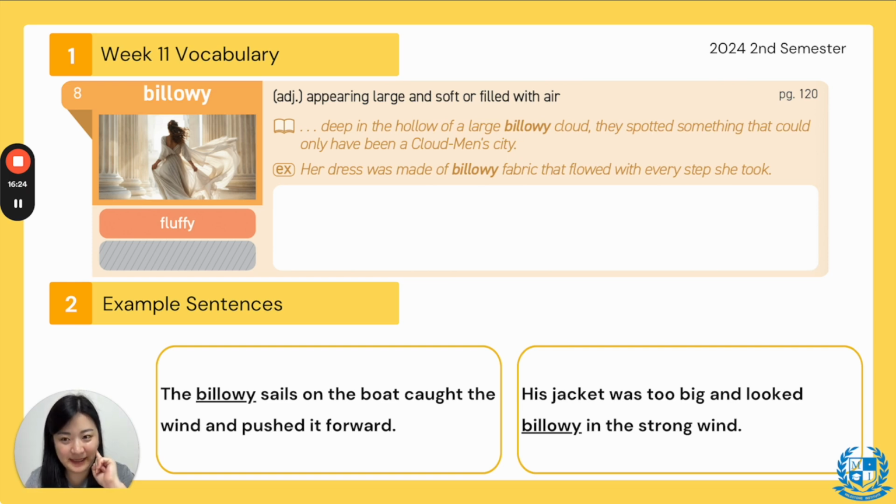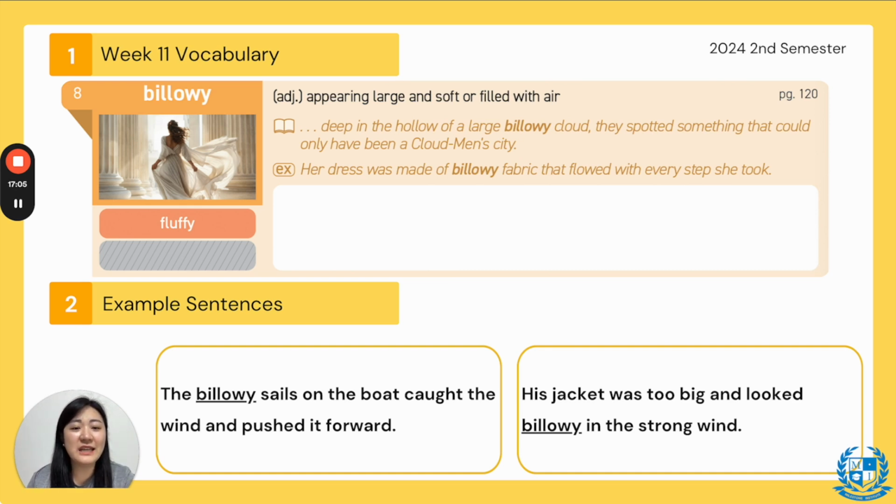Let's read the example. Ready? 1, 2, 3. Her dress was made of billowy fabric that flowed with every step she took. So as you can see here, it's very fluffy and flowy because with the wind it goes. Let's look at the bottom. It says the billowy sails on the boat caught the wind and pushed it forward. Can I draw a billowy? I don't have paper. A billowy sail. So a sail, like a triangle, a sail on a boat. It catches the wind and then it makes the boat fly in that area.